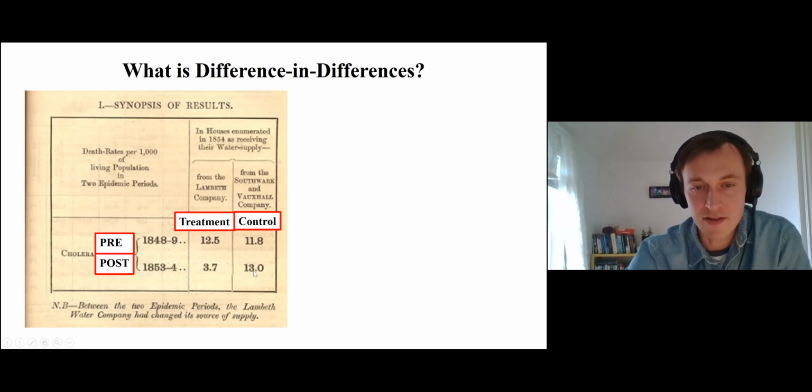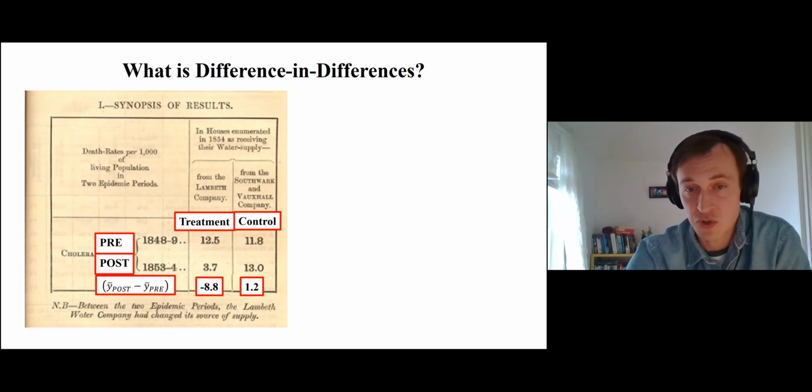The basic logic is, if you were to just compare death rates in the post period, in the 1850s, you'd say, oh, fewer people die in the Lambeth company households than Southwark and Vauxhall households. But how do you know that's not because the Lambeth company has more expensive pipes and rich people put them in their homes and they do other healthy things? Or how do you know that the companies aren't serving different areas of London? All these things. And so the logic of diff-in-diff is to say, if those differences are the same, let's just look at how those two groups of households fared in an earlier wave and subtract that off.